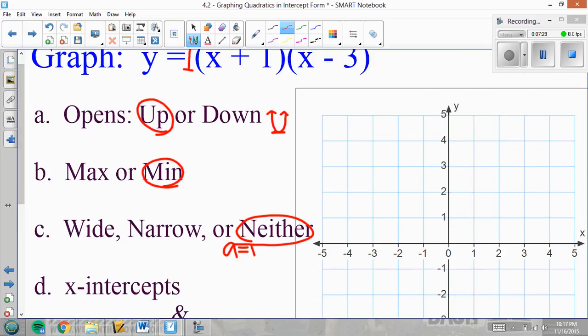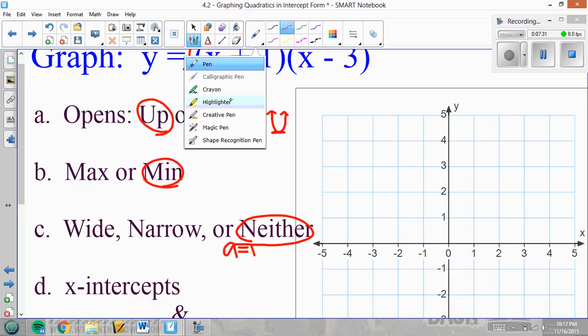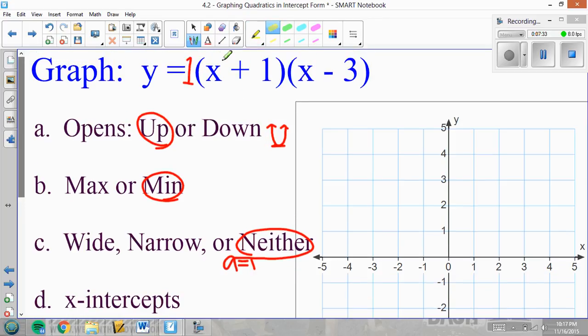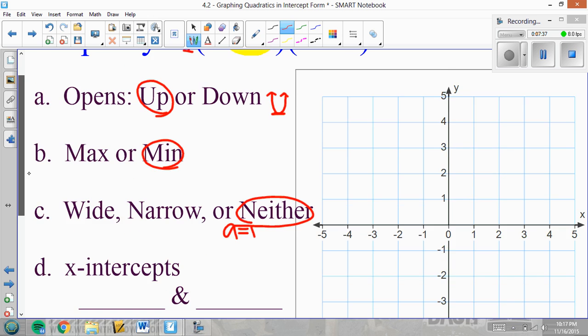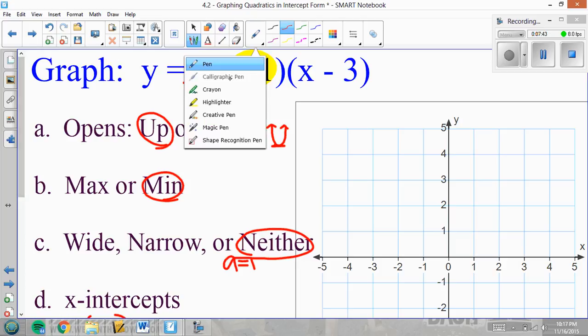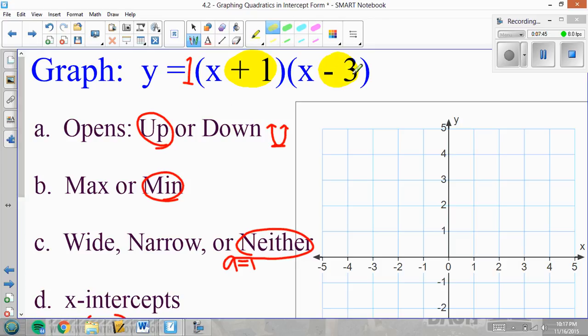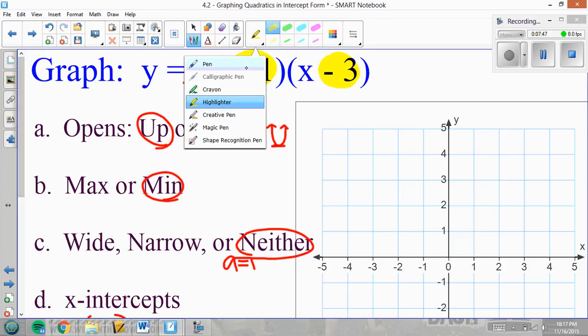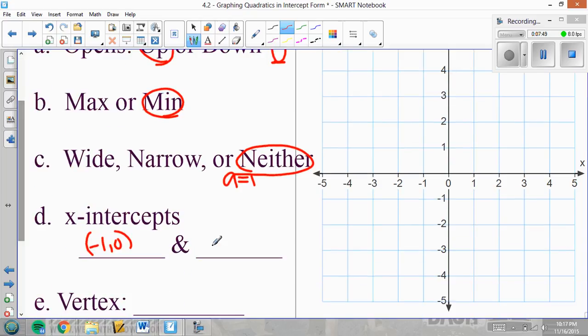Now we can find our intercepts. Just like I said at the beginning, your intercepts are the opposite of the inside. So the opposite of positive 1, we know is negative 1, (-1, 0). And for my second one, we want the opposite of negative 3. The opposite of negative 3 would be positive 3, (3, 0). So I can plot those points.